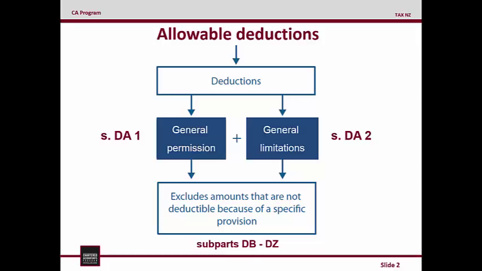A specific provision may supplement the general permission by allowing a deduction when the general permission is not met. It may override the general permission to deny a deduction even though the general permission has been met, or it may override a general limitation to allow a deduction for a specific type of expenditure. In tax law, the most specific provision is the one that applies, so specific provisions will overrule general provisions whenever there is a conflict.